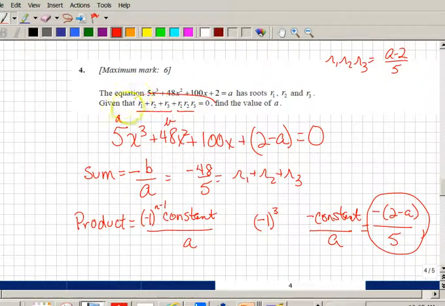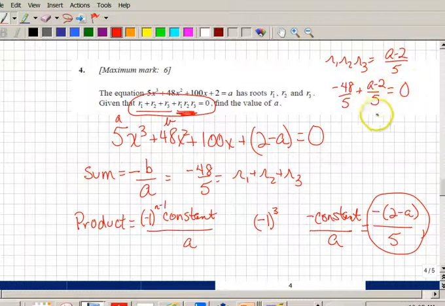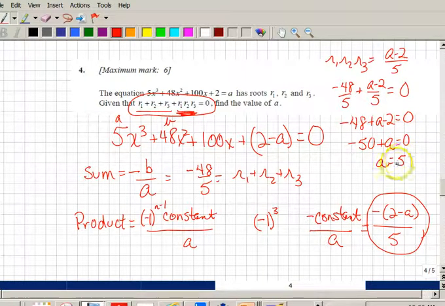So let's take this equation they gave us and just write it out. R1 plus R2 plus R3, that's the sum of the roots, and we already know that that's negative 48/5. Plus R1 times R2 times R3, well, we just figured out that that is a minus 2 over 5. And that is going to equal 0. Well, this is nice. Multiply through by 5, and we get negative 48 plus a minus 2 equals 0. Negative 50 plus a, whoops, I combined negative 48 and negative 2. Negative 50 plus a equals 0, therefore a is 50. And we're done.